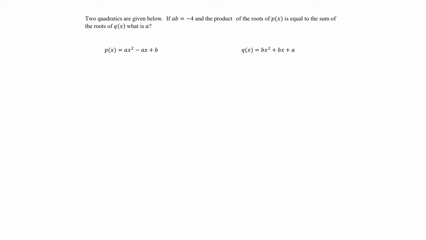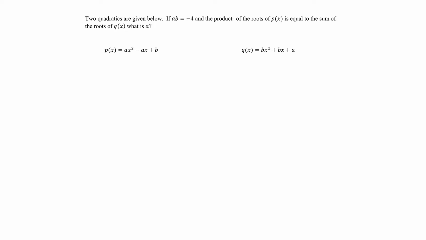So the first thing that comes to my mind about this problem is the quadratic formula. Because the quadratic formula will tell us the roots, and also part of it will multiply a and b together, and we know the result of a and b, it's minus 4. So let's take a peek at what the quadratic formula gives us.